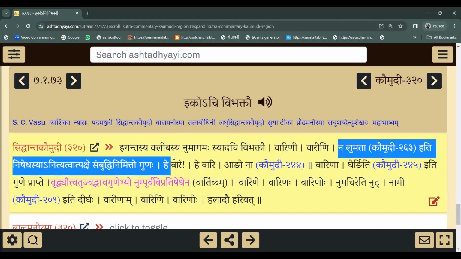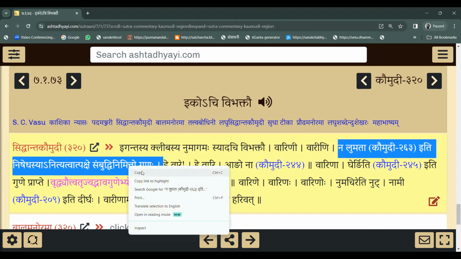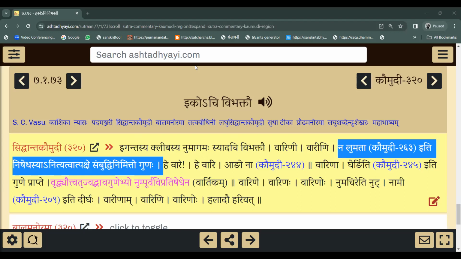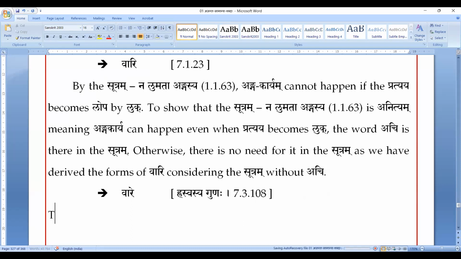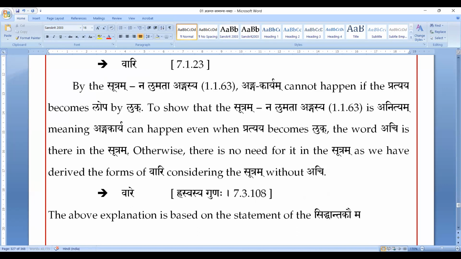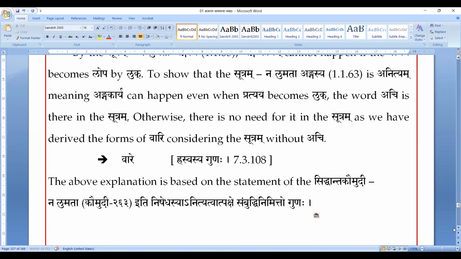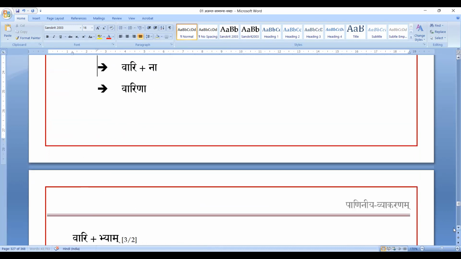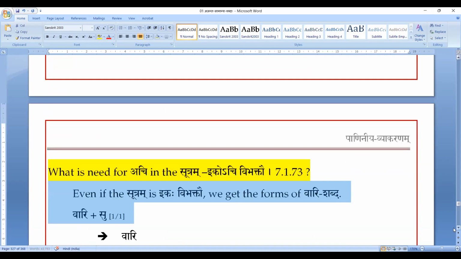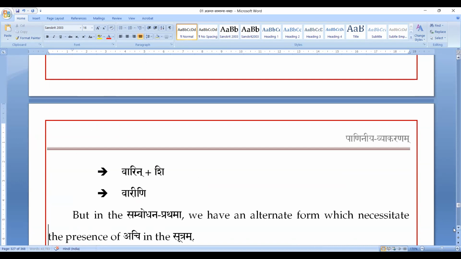Na lumata angasya, the anityatva of the nishedha, sambuddhi nimittah gunah bhavati. The above explanation is based on the statement of the Siddhanta Kaumudi. Na lumata angasya nishedhasya anityatvat sambuddhi nimitta gunah. Okay. So therefore the sutra achieves this. Understand, right? Yes. So this is Vari shabda with achi, without achi. Achi is important because Na lumata angasya is anitya, to show that.